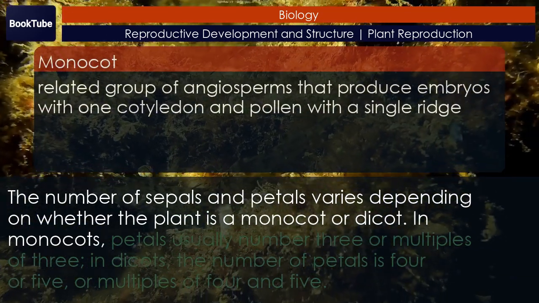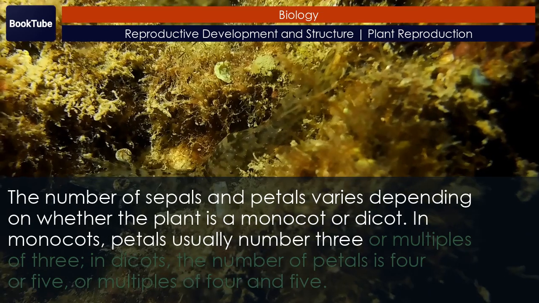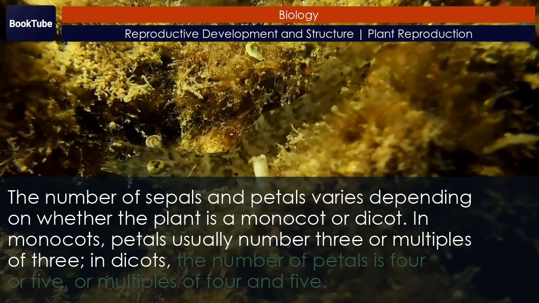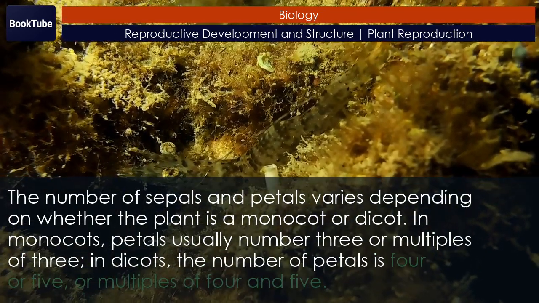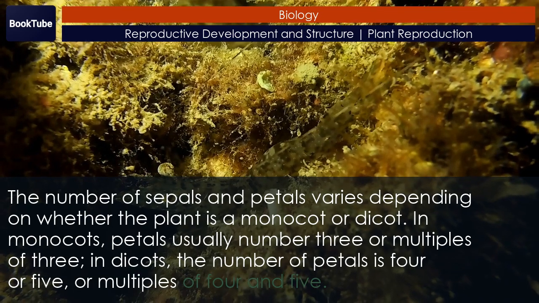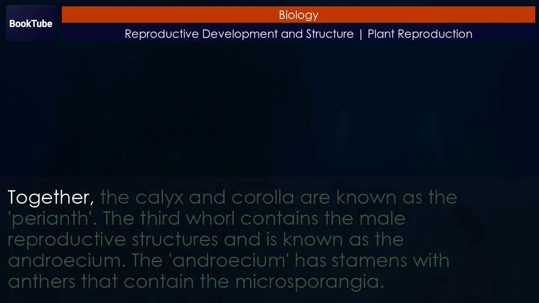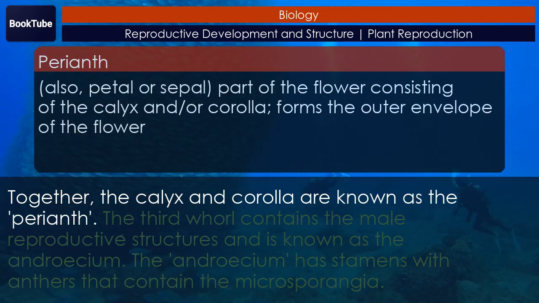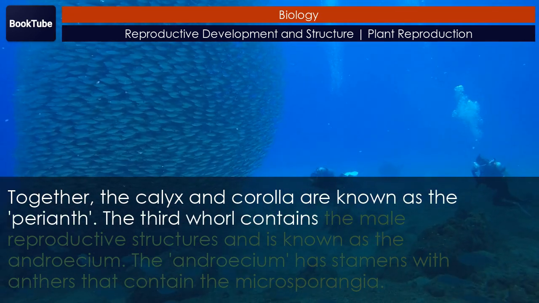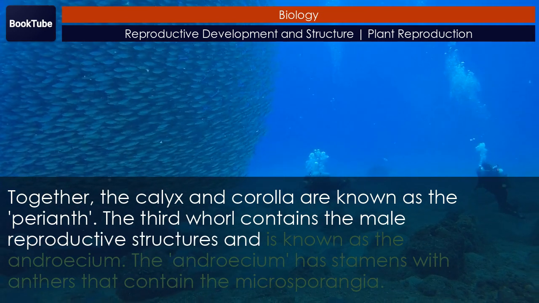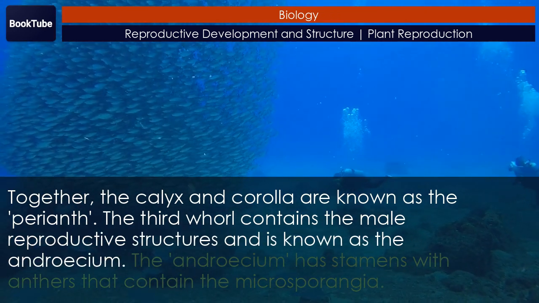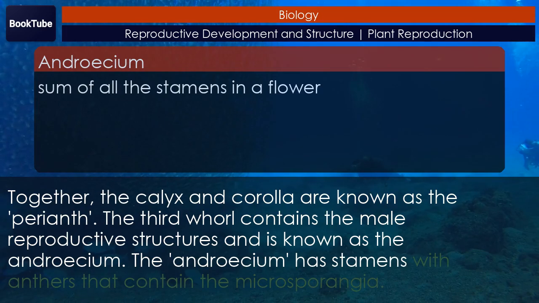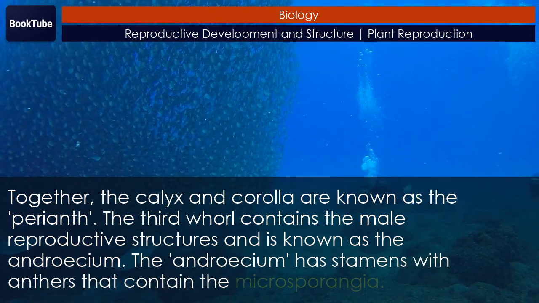In monocots, petals usually number 3 or multiples of 3. In dicots, the number of petals is 4 or 5, or multiples of 4 and 5. Together, the calyx and corolla are known as the perianth. The third whorl contains the male reproductive structures and is known as the androecium. The androecium has stamens with anthers that contain the microsporangia.